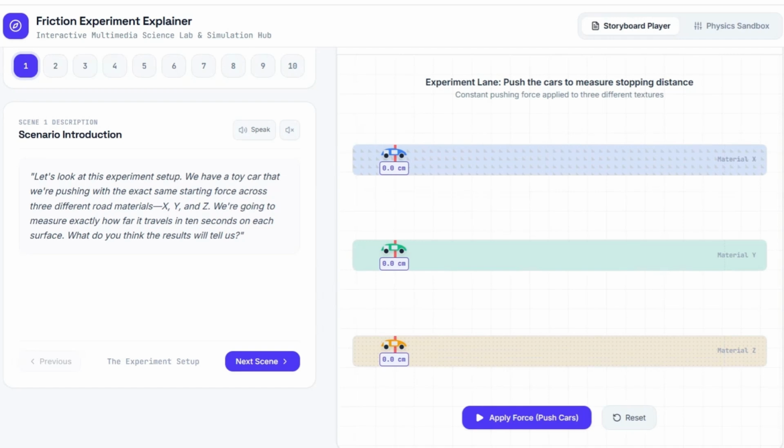Let's look at this experiment setup. We have a toy car that we're pushing with the exact same starting force across 3 different road materials, X, Y, and Z. We're going to measure exactly how far it travels in 10 seconds on each surface. What do you think the results will tell us?